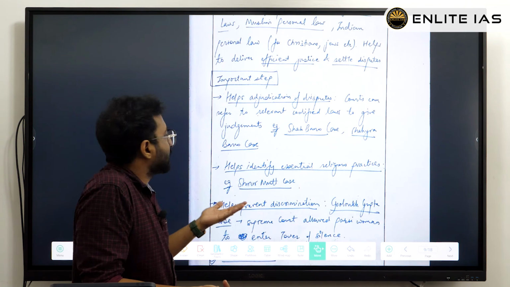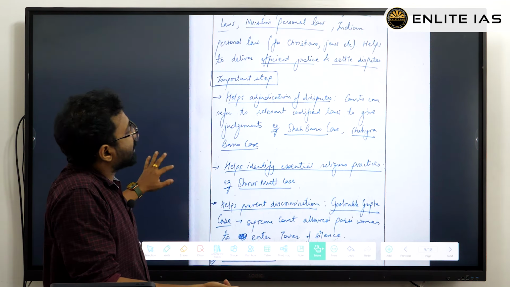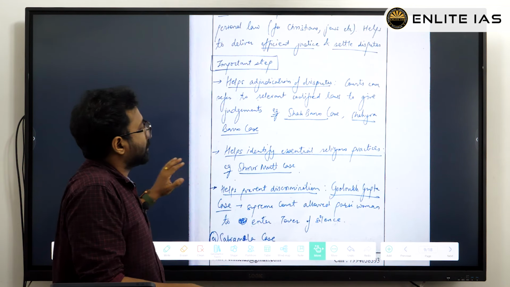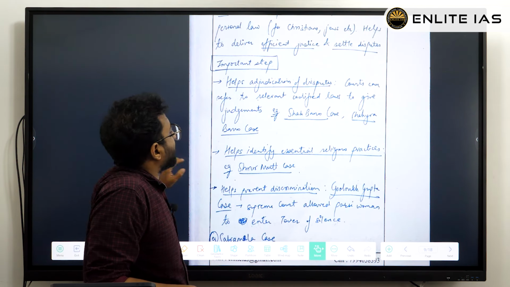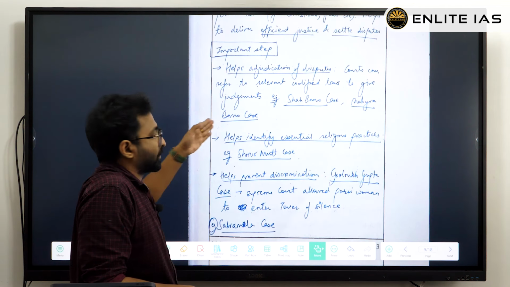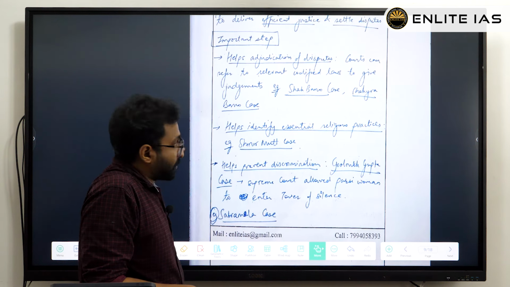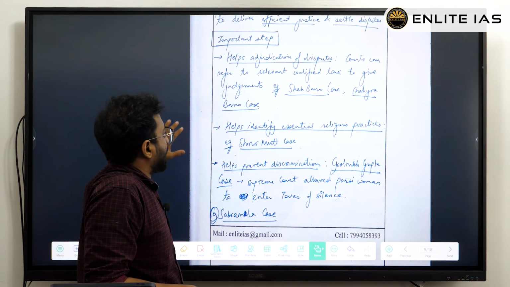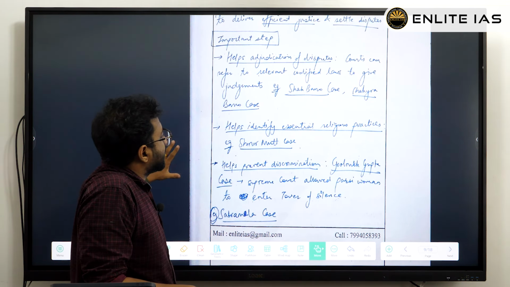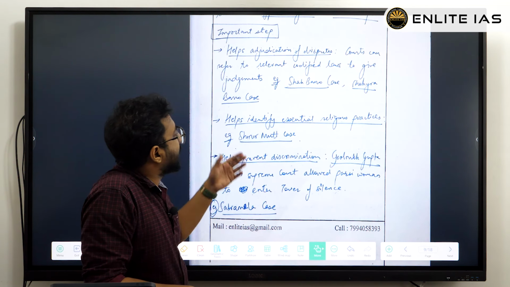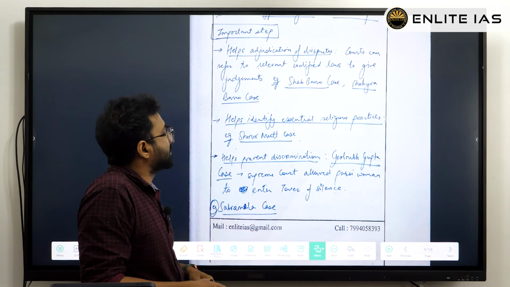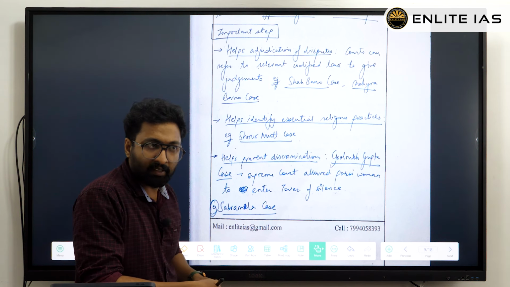That's a very common logic, and he has cited some examples also, like the Shah Bano case or the Shayara Bano case, the 2017 judgment. That actually helped in the abolition of triple talaq. Then next is helping identify essential religious practices. Example, the Shirur Mutt case. See, it also helps.